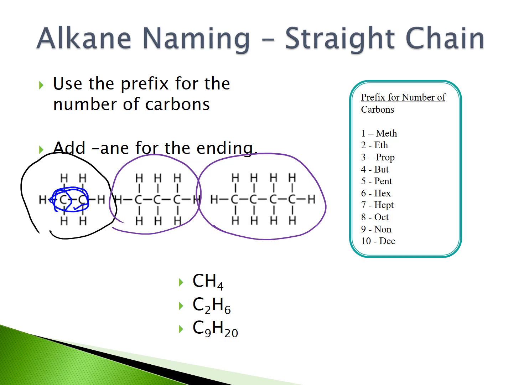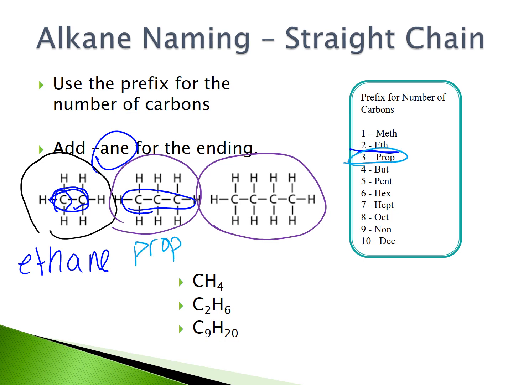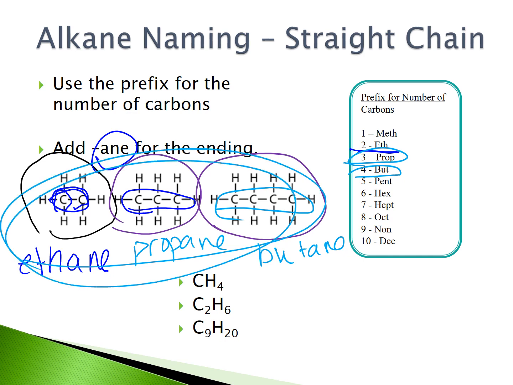So this would be eth. You use the prefix of eth, and then you just add the ane ending. So this would be ethane. The next one, I see 3 carbons, and 3 carbons has the prefix of prop, so this would be propane. Then we've got C4. Unlike with the covalent compounds, its prefix is but, so this is butane. So this is how you do it visually when you see the actual carbons: you just count them.